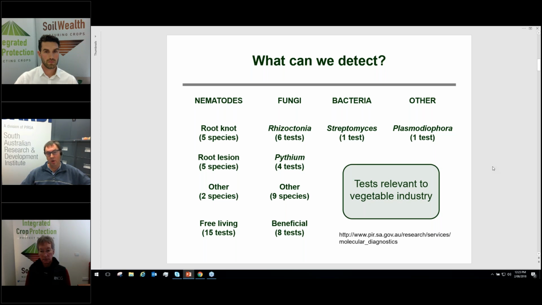In the bacteria, we don't have a lot of coverage. It's not one of our key areas. We do have a Streptomyces test, which is relevant to some vegetable crops, more relevant in potatoes, but relevant to some. I think Doris mentioned Streptomyces earlier, or scab symptoms. And obviously the other one, which we've only developed in the last year or so, is the pathogen that causes clubroot, so Plasmodiophora brassicae. I will speak in a bit more detail about that. That and carrots are the main ones I'll talk about today.